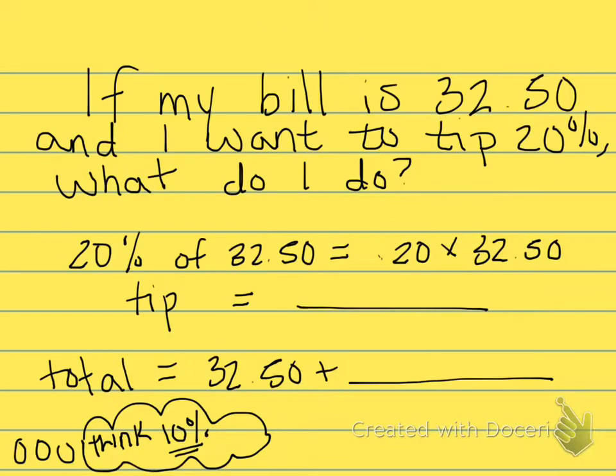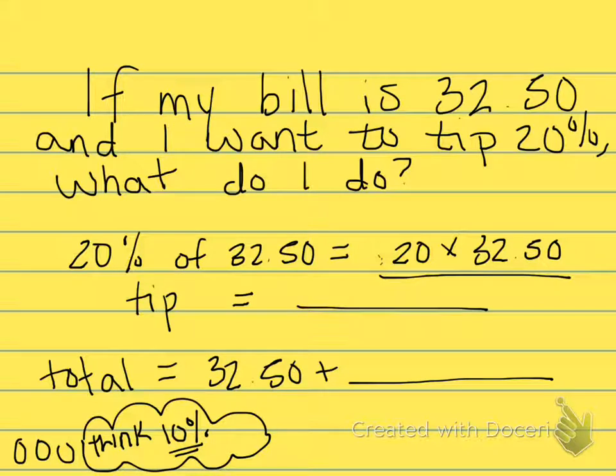So let's look at another example. If my bill is $32.50 and I want to tip 20%, so this waiter or waitress was really good, what am I going to do? Well, I need to figure out what 20% of $32.50 is. So you'll see this should be a decimal point here. My 0.20 times $32.50.